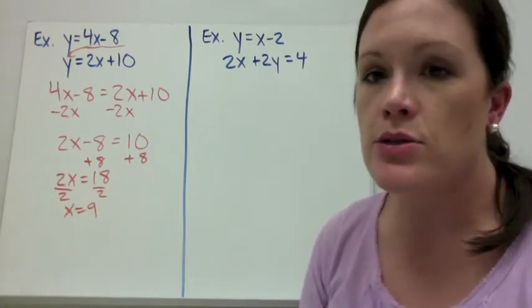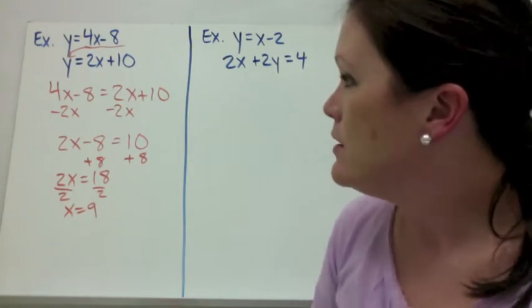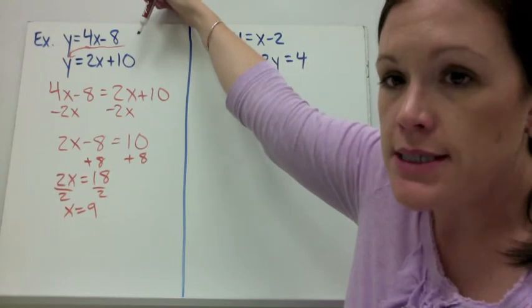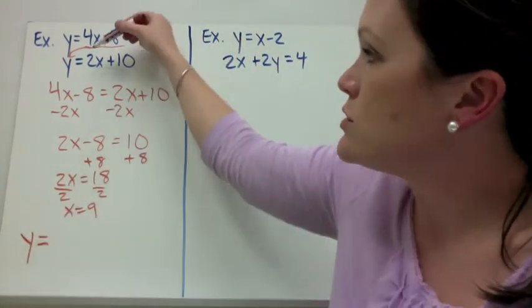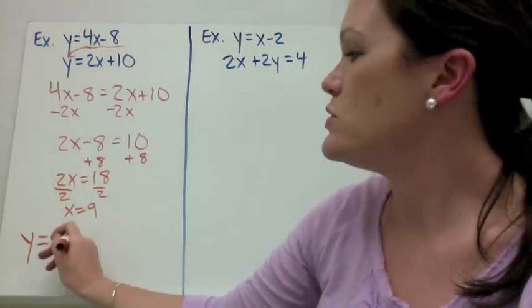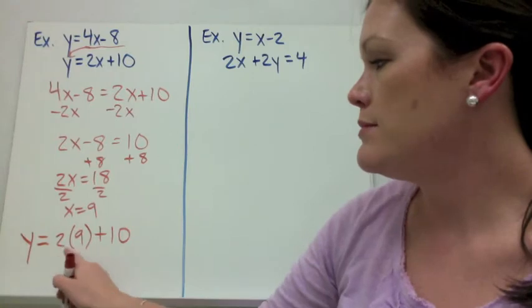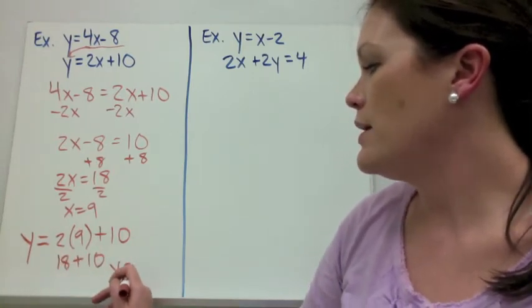Now x equals 9 is only half the answer. We need to plug it back in and get the y. So you can plug it in either one of your original equations. Pick whichever one looks easiest for you. I'm going to pick the second one. So y would equal 2 times x, so 2 times 9 plus 10. So 2 times 9 is 18, plus 10 would give me y equals 28.